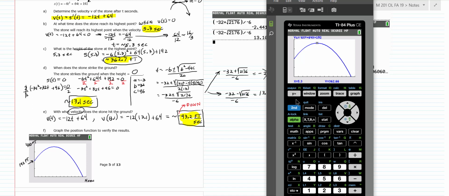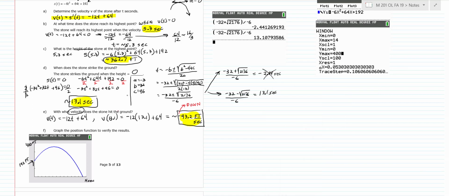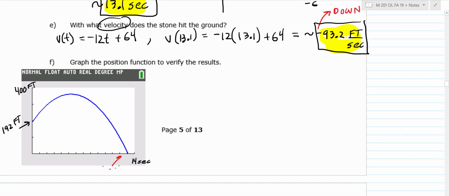The other thing we said was, when did the stone strike the ground? So trace at 13.1. Look at that: right now it's saying it's 0.74 feet above the ground, so we rounded that off, and that's right. You can simply trace on those things and get this. One other thing you want to do on your graph is label that it was about 13.1 seconds when it hit the ground, and this right here was about 5.3 seconds when it reached the max height. So all that stuff we did is verifiable.